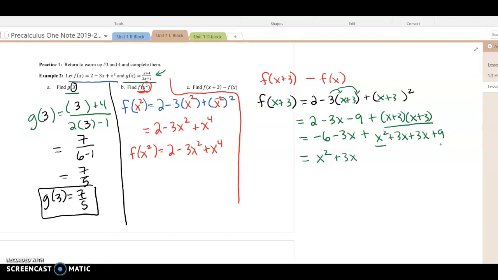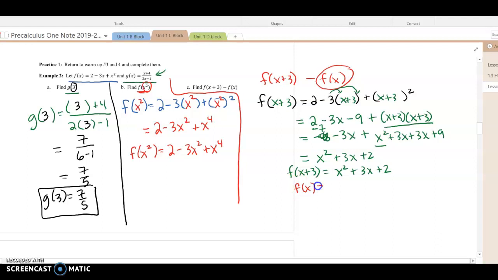Oh wait, it shouldn't be negative 6. It should actually be negative 7. So we have negative 7 and 9, and they combine to be plus 2. So f of x plus 3 is x squared plus 3x plus 2. Now we have to do f of x. So f of x is just 2 minus 3x plus x squared.